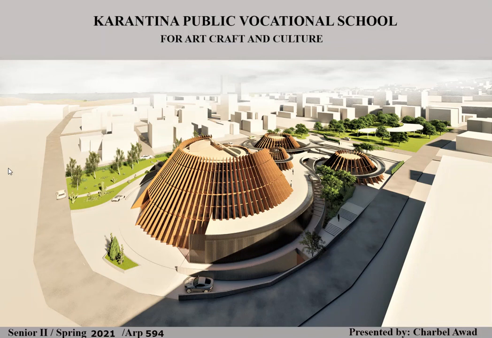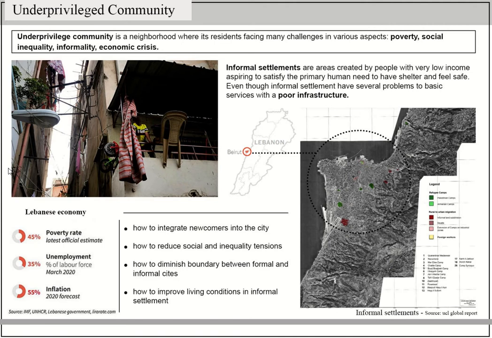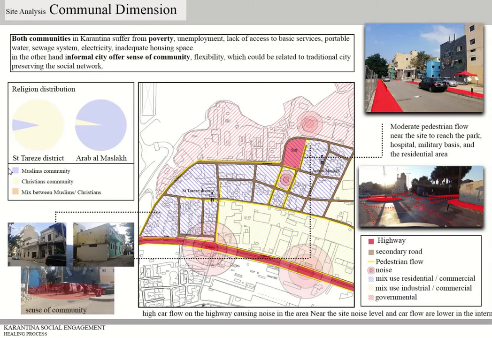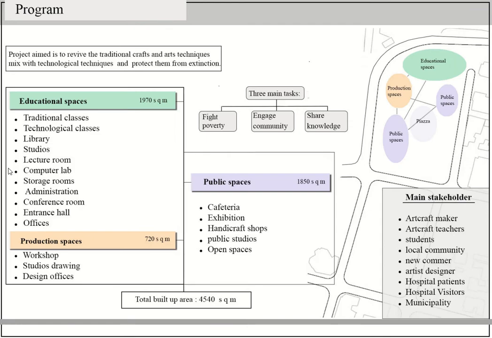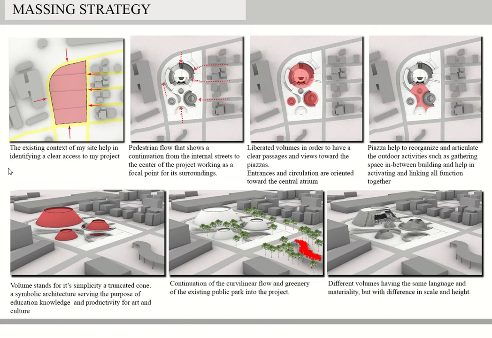Okay, so my project is a public vocational school for art, craft, and culture located in Karantina, a known underprivileged community. Therefore, the aim of my project is to revive the traditional art and craft mixed with new digital publication techniques, and it accommodates a series of functions derived from three categories: education spaces, production spaces, and public spaces.